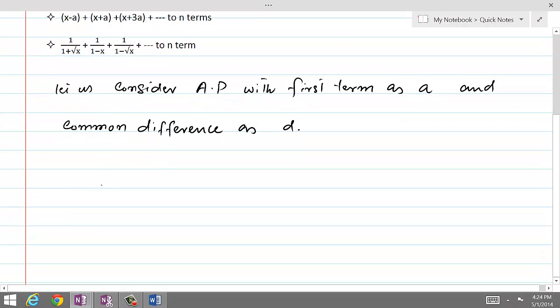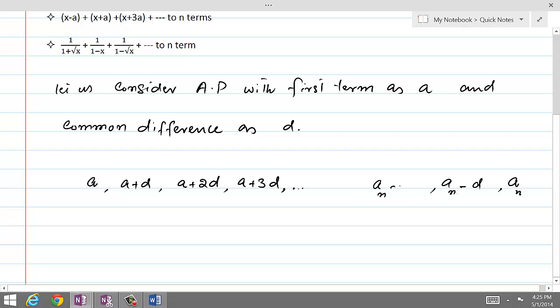This arithmetic sequence would be a, and the next term would be a plus d, the next term would be a plus 2d, and the next term would be a plus 3d. Similarly, we continue onward, and the last term would be an, the term just before that would be an minus d, and the term before that would be an minus 2d. So this way we can write an arithmetic sequence.